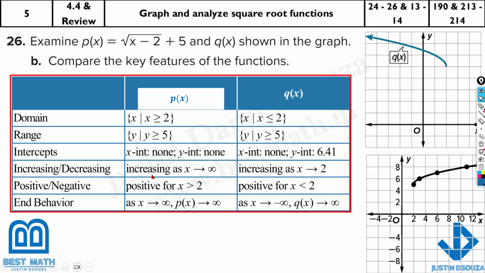That's okay. Where is it increasing, this one? Yes, it is increasing towards infinity. This one is also increasing, but here, see, it goes to the left side.